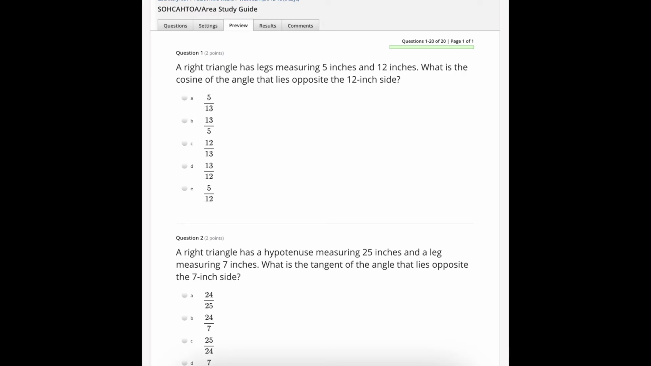Okay, class, let's go over your study guide for your test on SOHCAHTOA and area. So we'll go over each question. A right triangle has legs measuring 5 inches and 12 inches. So let's draw that.